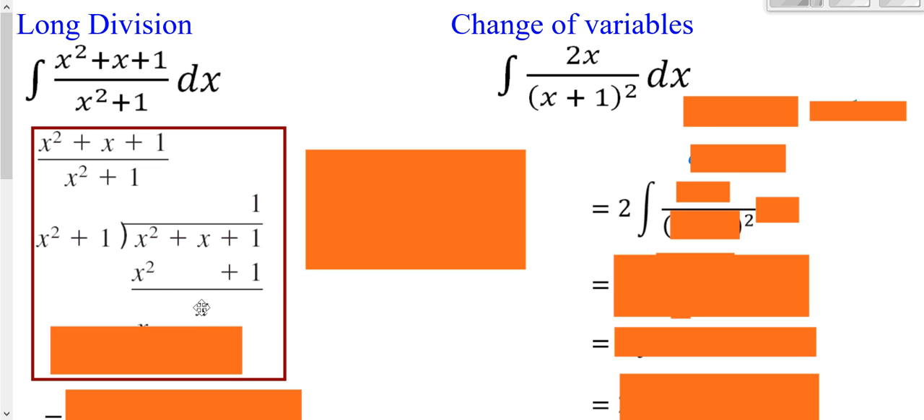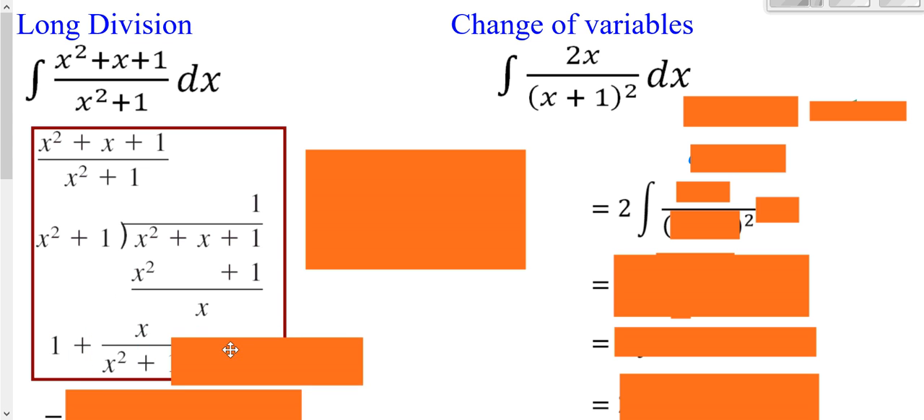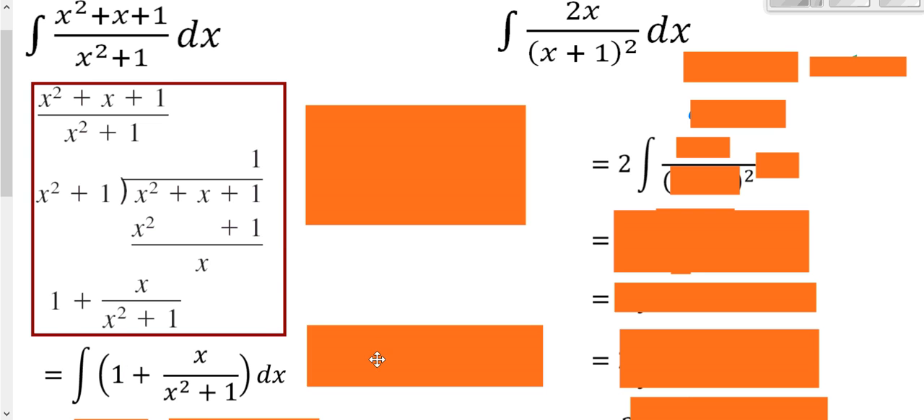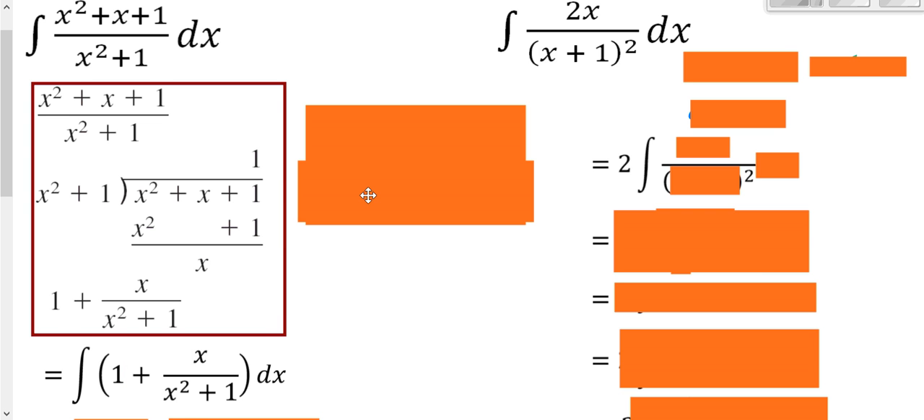This is our remainder. So this is the same thing as your quotient, which is 1, plus your remainder over your divisor. So instead of having this integral here, we could just do the integral of this. Well, that integral would be easier to do.